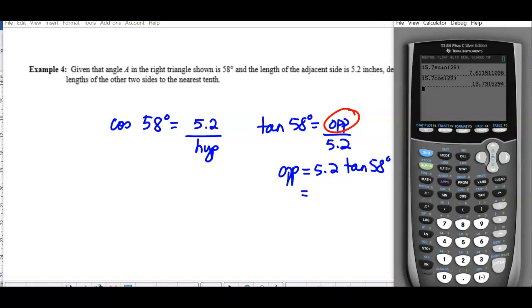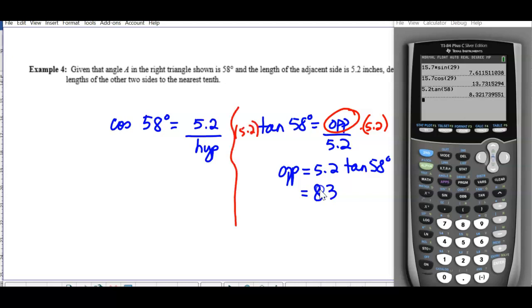Okay, so 5.2 tan of 58 is 8.3. Okay, so it's just an equation that you're solving. The opposite of dividing is multiplying. So really what we're doing here is multiplying both sides by 5.2.